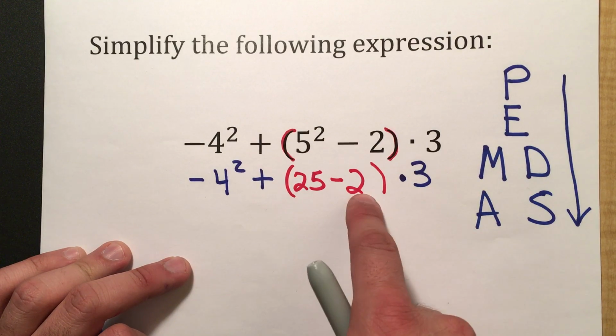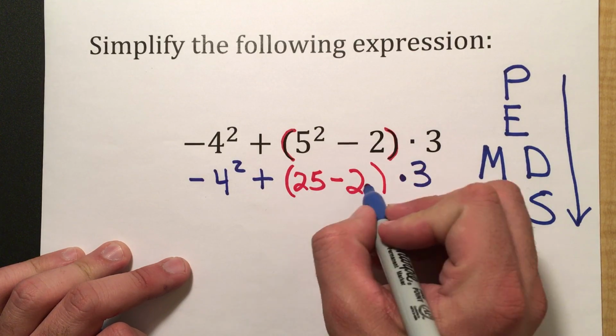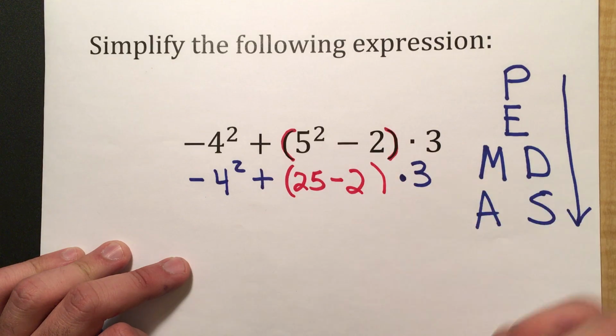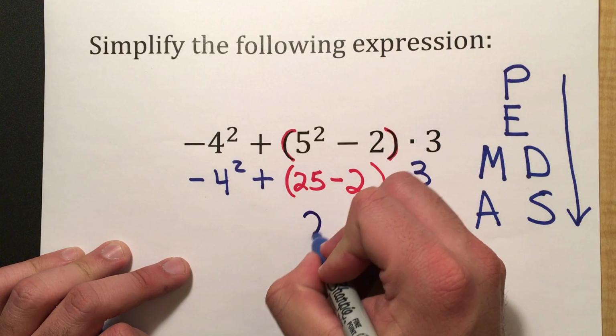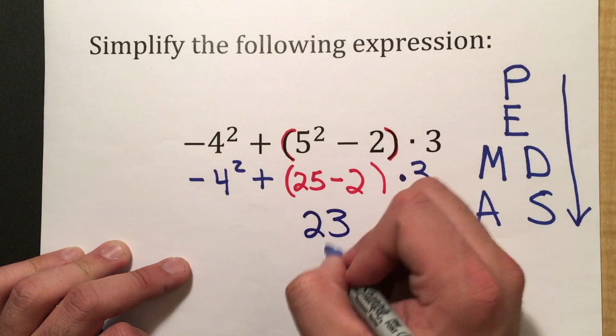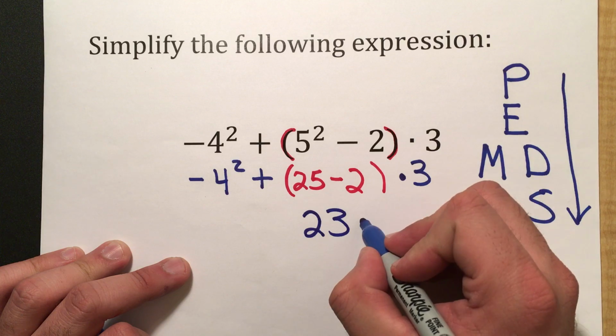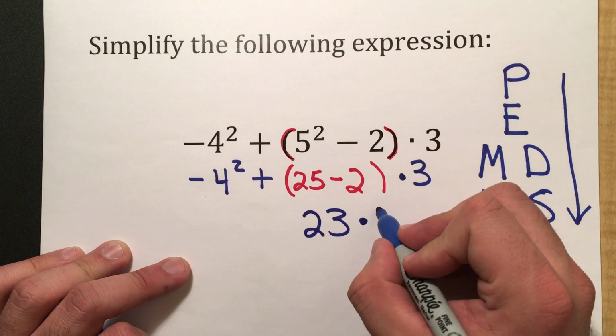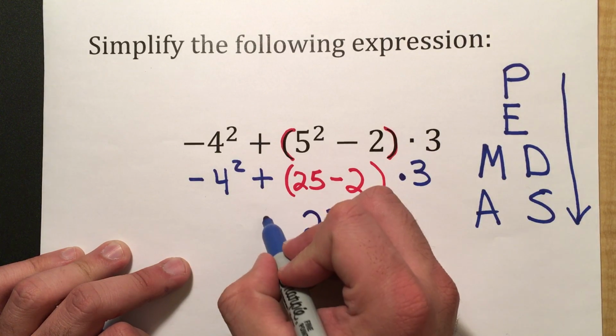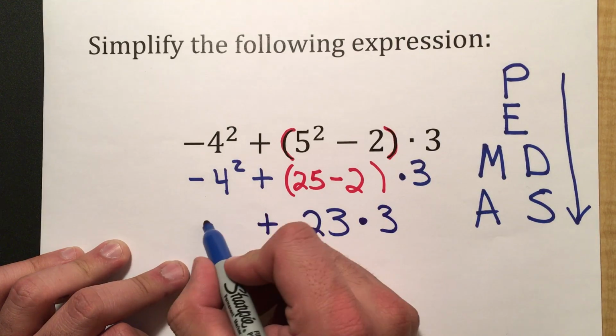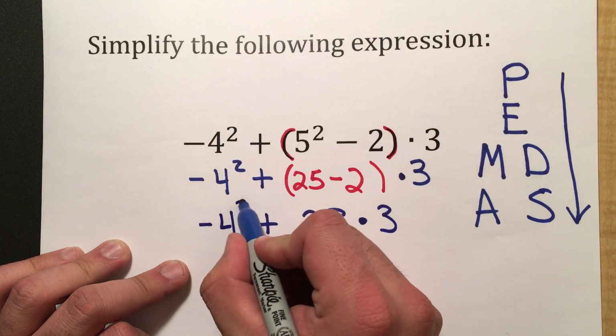So we're still not done doing all the operations inside of our parentheses. What's 25 minus 2? That's 23. So I'm just going to put 23 here instead of 25 minus 2 because I already subtracted those. Now I'm going to bring everything else down. I'm bringing down that multiplication sign. We haven't done that yet. I'm going to bring down the 3, the plus sign, and then the negative 4 squared.